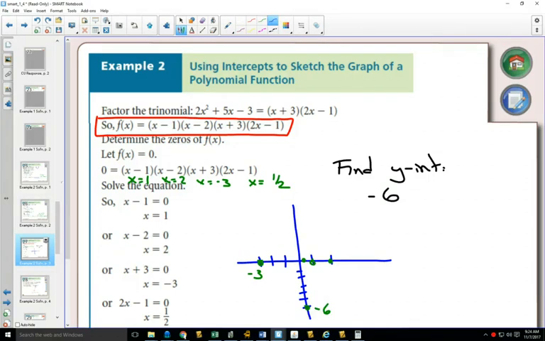And I know that it acts like a parabola, so that means I'm going to start up here, and I'm going to end up here. So now I have to go down through, and you want to make your curve as smooth as possible.